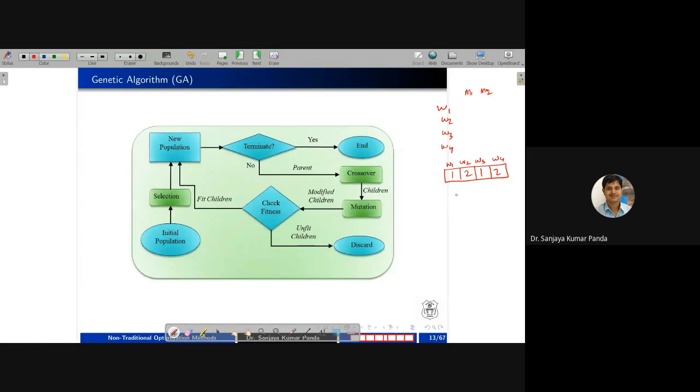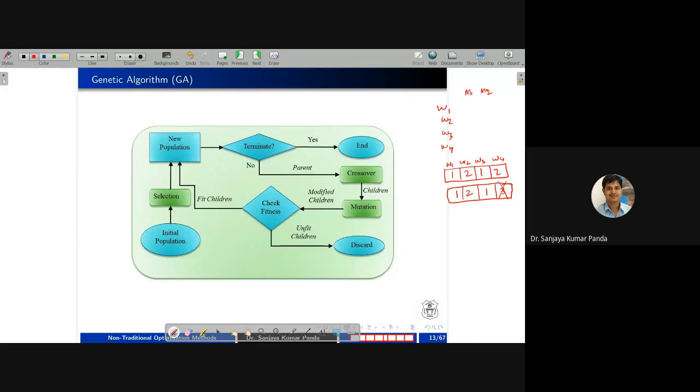But if I write 1, 2, 1, 3, is it a valid solution? Can anybody answer? Is it a valid solution for this particular problem? No, obviously it is not. Why? Because there are only two machines, there is no third machine. If a third machine is there, then you can take 3. This is producing an invalid solution.